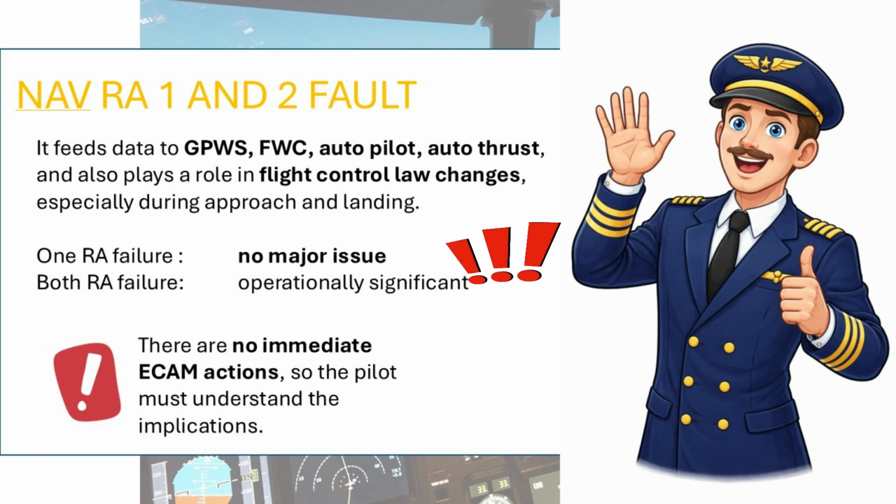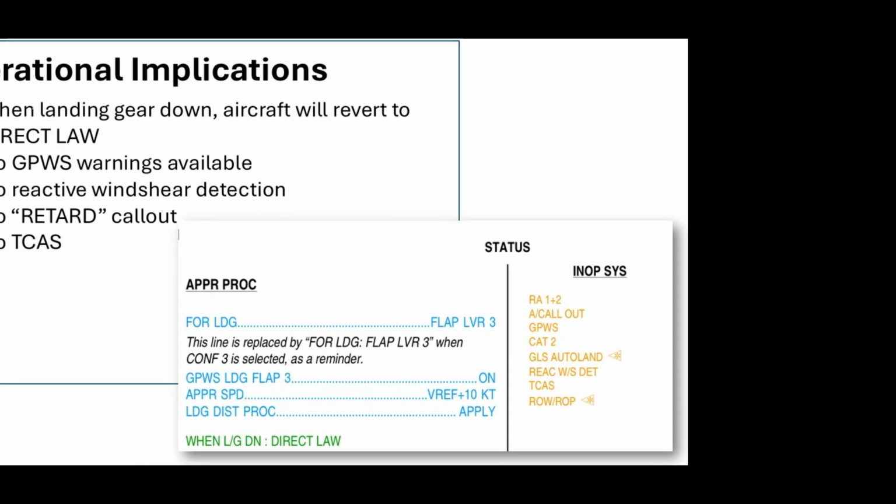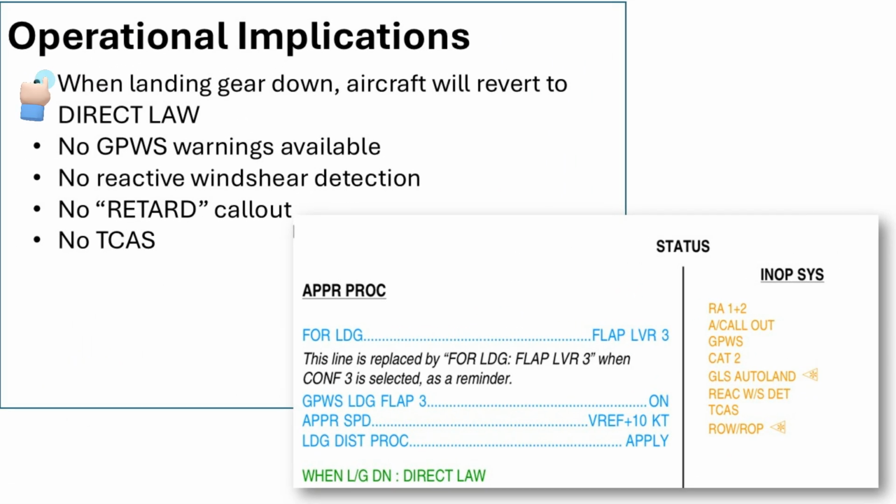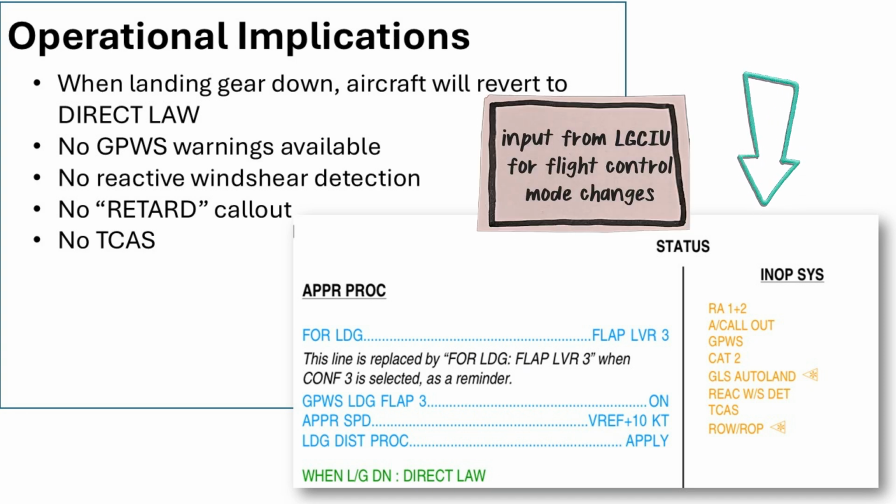If both radio altimeters fail, the situation becomes more operationally significant. There are no immediate ECAM actions, so the pilot must understand the implications. The most important point is, when the landing gear is selected down, the aircraft will revert to direct law. This can be confirmed on the ECAM status page. Since RA data is no longer available, the flight control system uses inputs from the LGSU to manage mode changes.